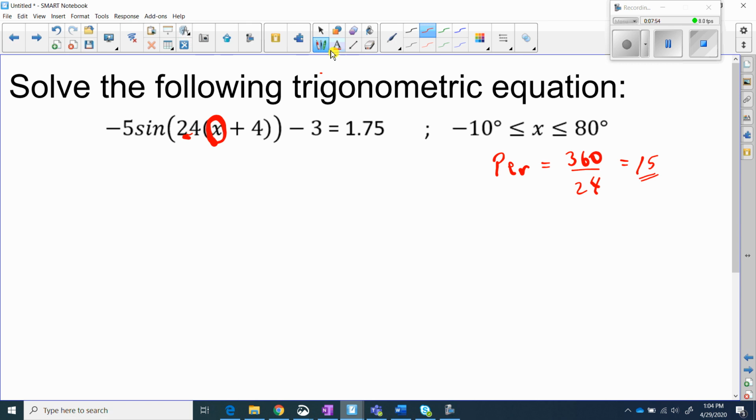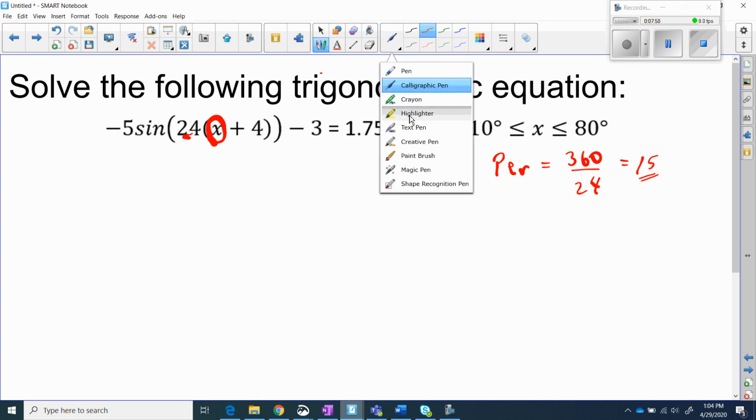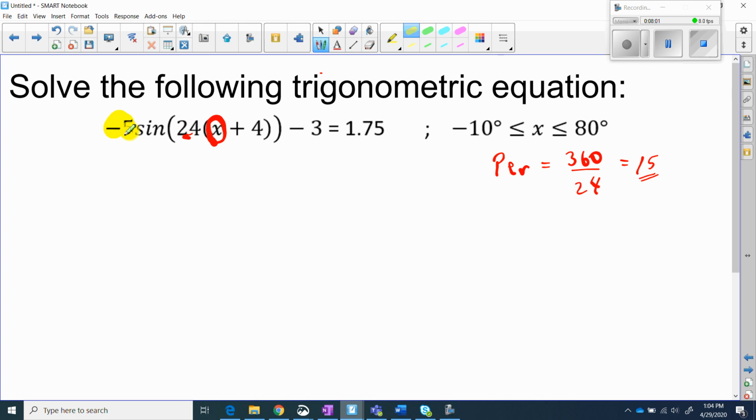Well, to do that, there's a bunch of stuff that we're going to have to get rid of. So I'm going to have to get rid of that coefficient. I'm going to have to get rid of that -3. And then eventually I'm going to have to get rid of the trig function. And then we'll have to get rid of this other stuff inside. So you got to kind of rearrange the equation.